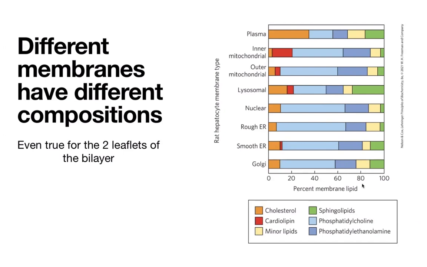And so you can see that, say, in the plasma membrane, so the outer membrane, we have a lot of cholesterol, less phosphatidylcholine. But if we look at something like our nucleus, we've got a ton of phosphatidylcholine and not as much cholesterol. So how do we balance all this? How did this get made? How do these get made differently?